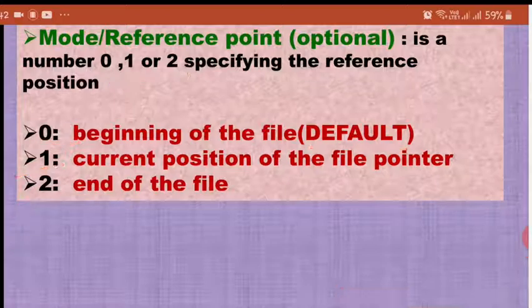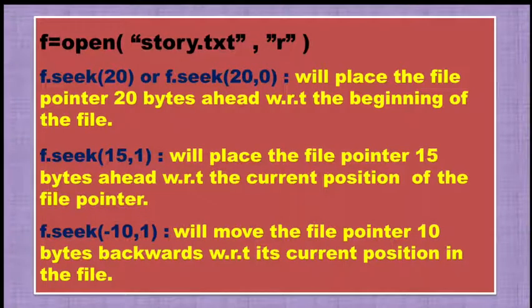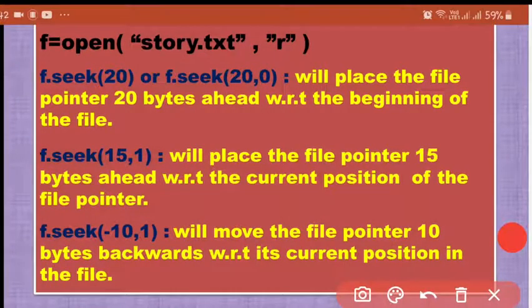Clear? Now let us understand it with the help of some examples. Suppose there is a file story.txt and I have opened it in read mode. So my cursor will be at the beginning of the file, right? Now if I write f.seek(20), see I have not given mode here. So mode will be by default taken as 0. So my cursor will be placed 20 bytes ahead with respect to the beginning of the file.